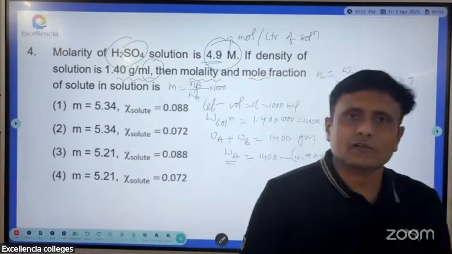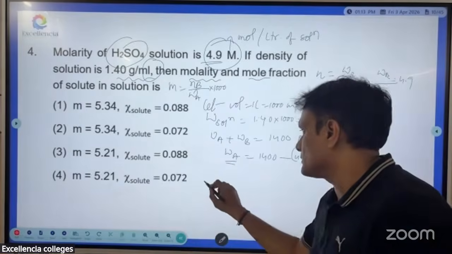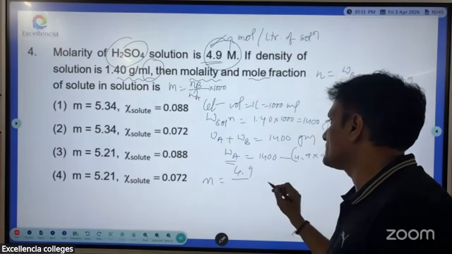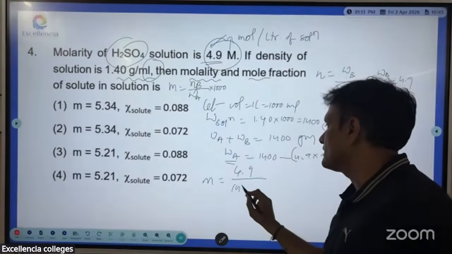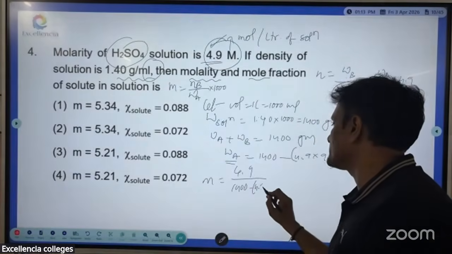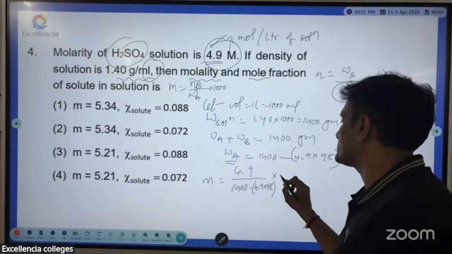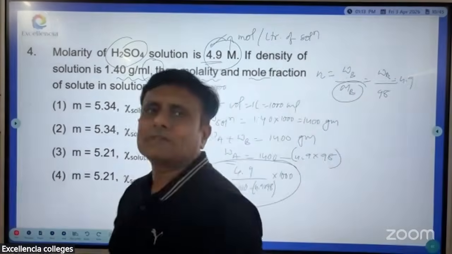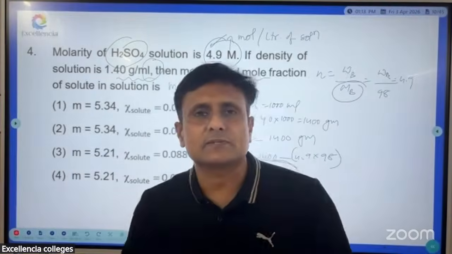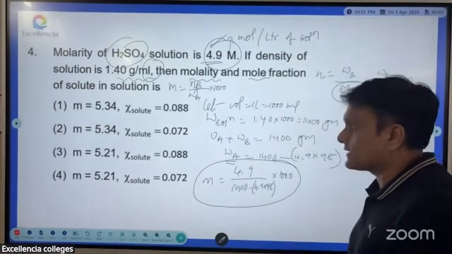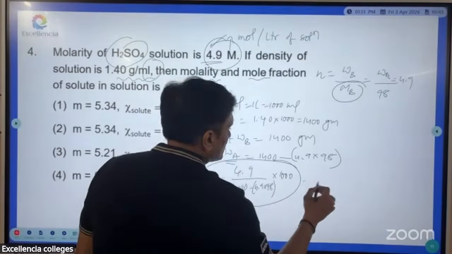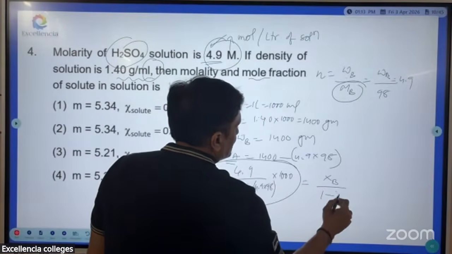Now, after getting the weight of solvent, what you will do next is to find the molality. It is equal to number of moles of the solute, 4.9, divided by weight of solvent in grams. You're substituting, and then multiplying it by 1,000 so that you can get the molality. Now, after getting molality, you all know the relationship between molality and mole fraction. How do we find out mole fraction, beta? What is that formula? Molality equal to xv by 1 minus xv.